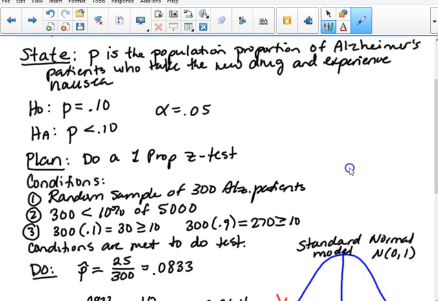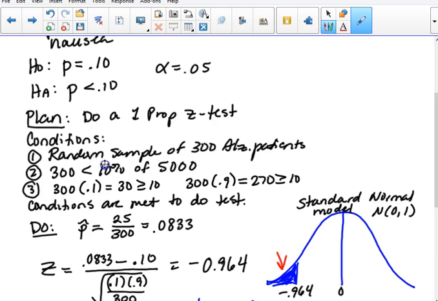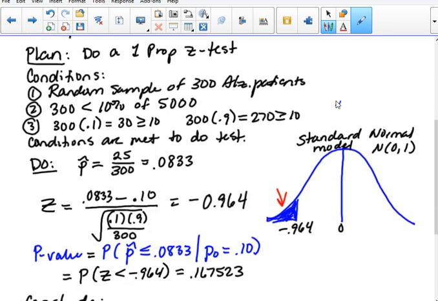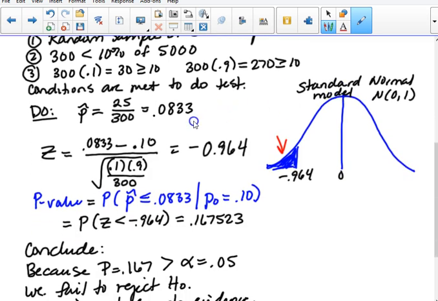So we're going to do a 1 proportion z test. We have a random sample. 300 is less than 10% of the 5,000 patients that they sample from. 300 times 0.1 and 300 times 0.9 are both greater than 10, so the conditions are met. So here we are doing the test. Our sample proportion was that 25 out of the 300 that they randomly sampled experienced nausea, or 8.33%. We want to know if that is far enough away from 10% that we could reject the null hypothesis.